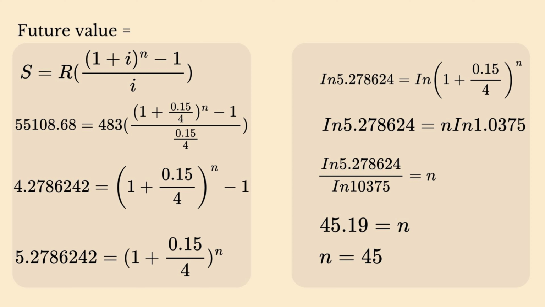So we are going to put ln in front and at the back. So it will be ln 5.278624 equals to ln 1 plus 0.15 over 4 to the power of N. Then ln 5.278624 is equal to N times ln 1.0375. 1.0375 is because 1 plus 0.15 divided by 4. So we are going to divide ln 5.278624 by ln 1.0375. It will be our power. So our power is equal to 45.